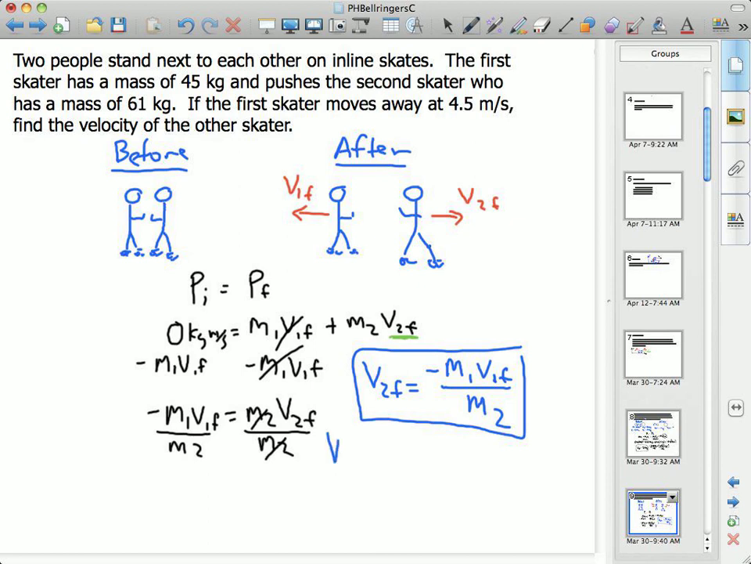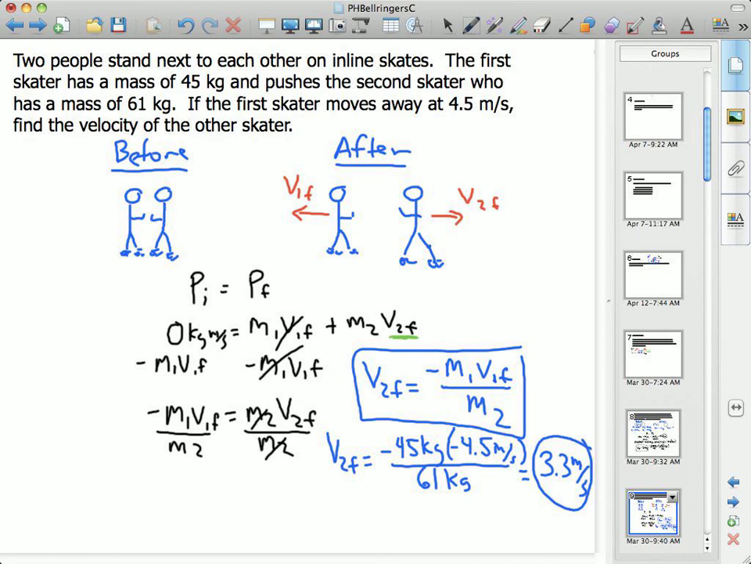If we plug in our numbers now, mass 1 is 45 kilograms. So negative 45 kilograms times V1 final, which is negative 4.5 meters per second. It's negative because the way I've drawn it, skater 1 is moving backwards to the left, which is my negative direction. And we divide by mass 2, 61 kilograms. V2 final will come out to be positive. So let's multiply 45 times 4.5 divided by 61. We get a final answer of positive 3.3 meters per second for skater 2.